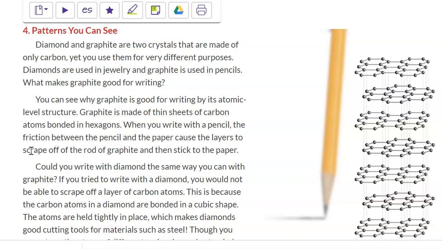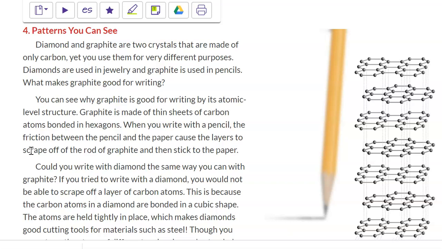You can see why graphite is good for writing by its atomic level structure. Graphite is made of thin sheets of carbon atoms bonded in hexagons. When you write with a pencil, the friction between the pencil and the paper causes the layers to scrape off of the rod of graphite and then stick to the paper.